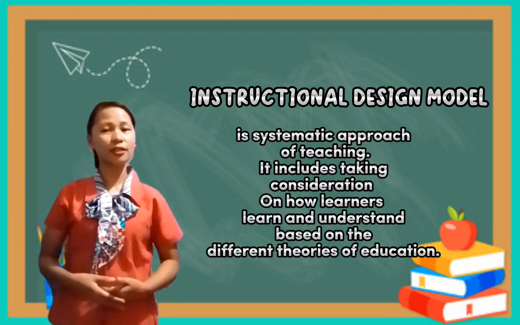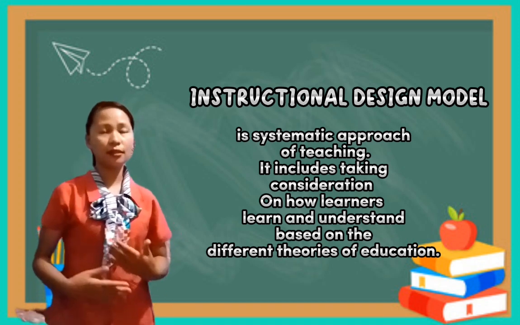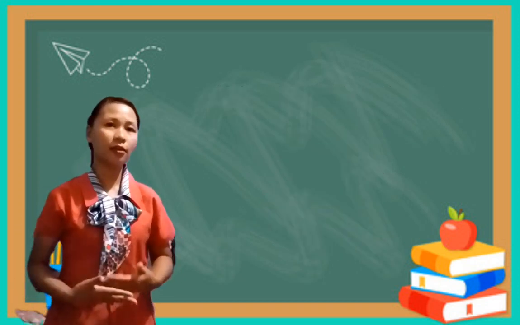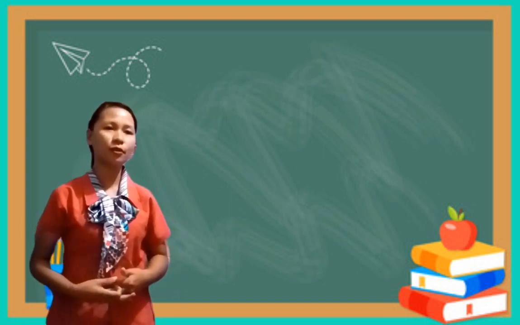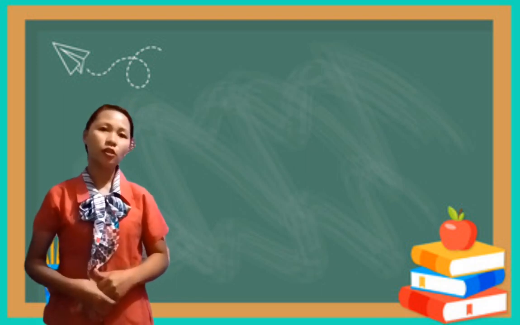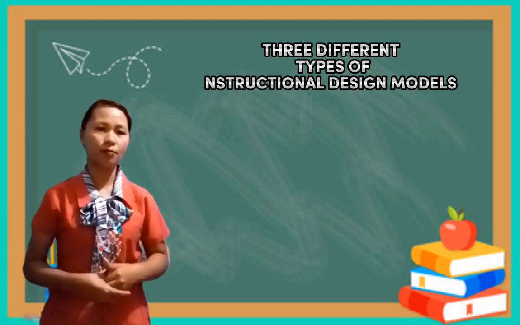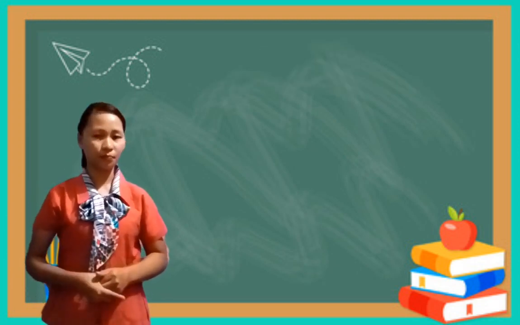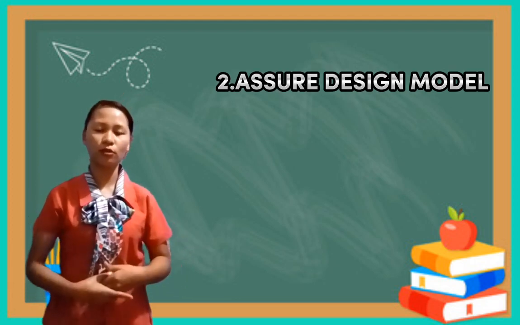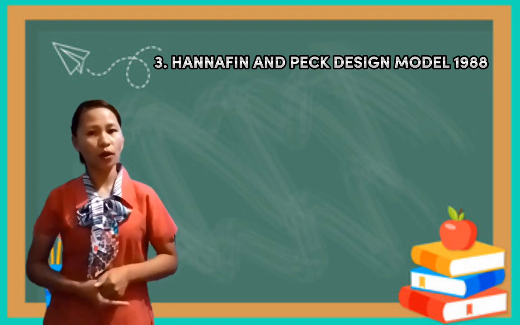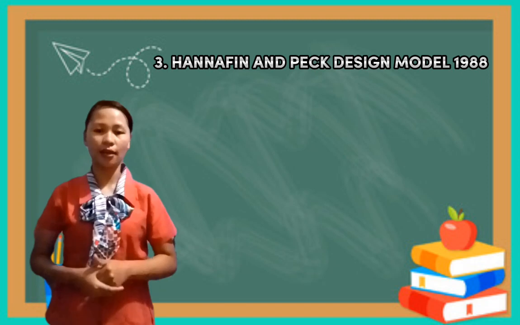When we say instructional design model, it is a systematic approach of teaching, and it includes taking into consideration how learners learn and understand based on the different theories of education. Now we will discuss the three different types of instructional design models. First, the ADDIE model. Second, the ASSURE model. And the third one is the Hannafin and Peck Design Model 1988.